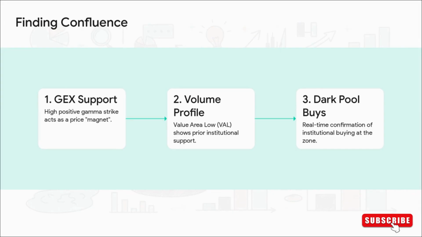First, we find GEX Support. GEX, or gamma exposure, tells us how options market makers are positioned. A high positive gamma level acts like a powerful magnet for the price. It's a floor that dealers have a huge financial incentive to defend.